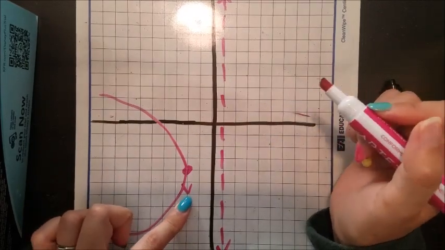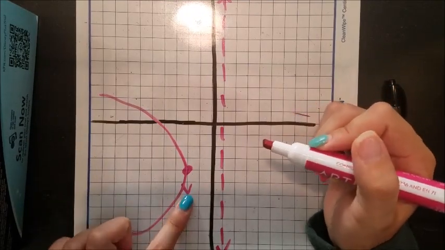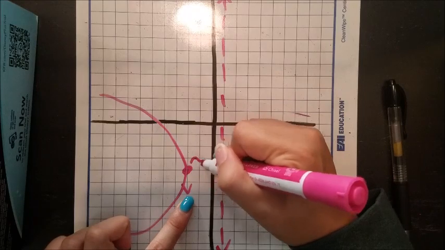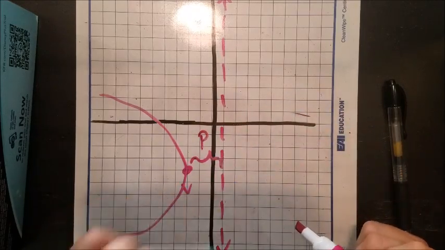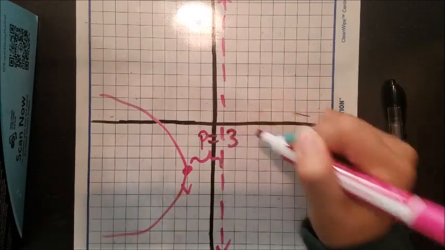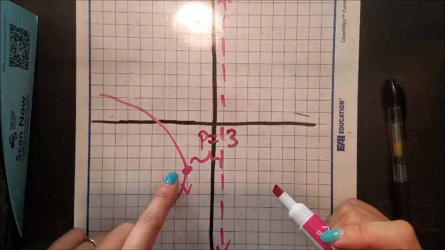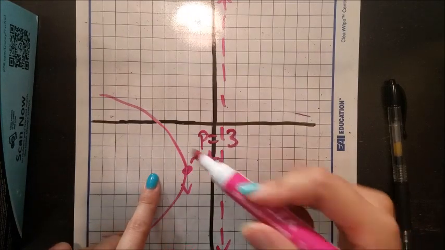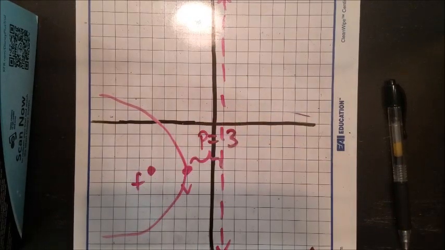In order to write our equation, all we need is the vertex and P. So we have the vertex. We just need P. Well, P is that distance right there, the distance from your vertex to the directrix. So if we count 1, 2, 3, P equals 3 here. Okay, that was easy. Which means our focus should be, if I count 3 away from my vertex this way, this should be my focus.